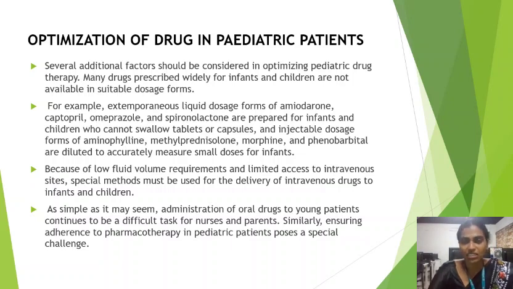Usually, if we need a sudden systemic action, we give the dosage form by the IV route. But in infants and neonates, it is very hard to find IV sites. So it is a really big concern to find a way to administer drugs to such small patients. Then, as simple as it may seem, administration of oral drugs to young patients continues to be a difficult task for nurses and parents.